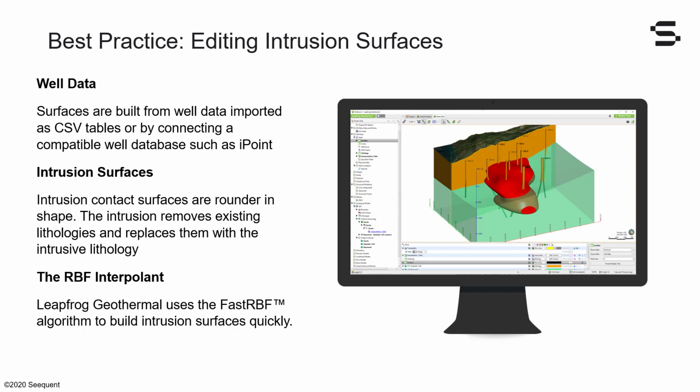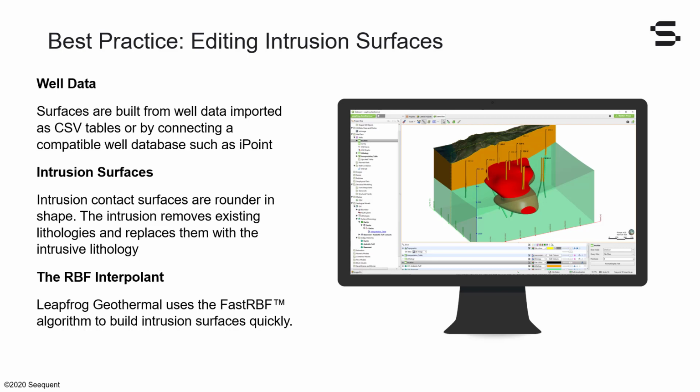The well data are imported in Leapfrog from the well data folder, from CSV tables, or from a compatible well database such as iPoint. Intrusion contact surfaces are rounder in shape, with an entire lithology that represents the intrusive lithology. The intrusion removes existing lithologies and replaces them with the intrusive lithology on the younger side of the contact surface. Often, the other side of an intrusion contact is labeled as unknown in Leapfrog, as typically, intrusions displace multiple older lithologies.